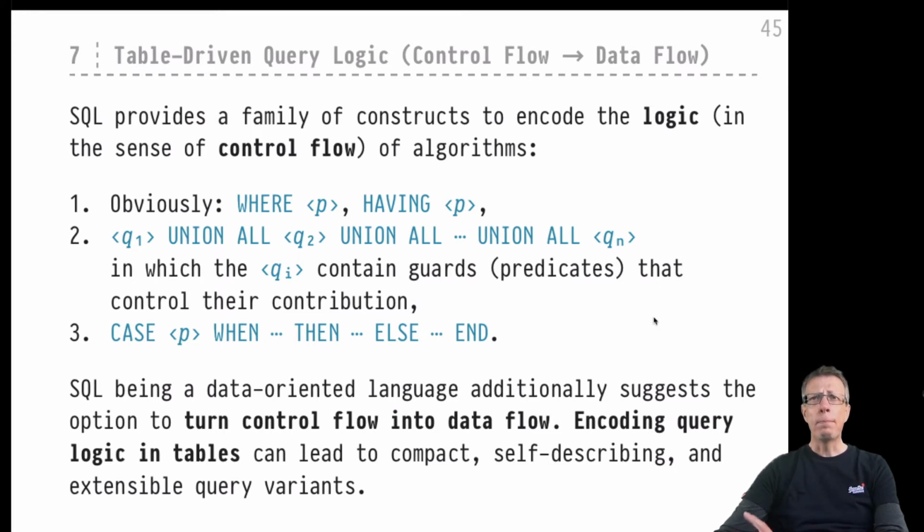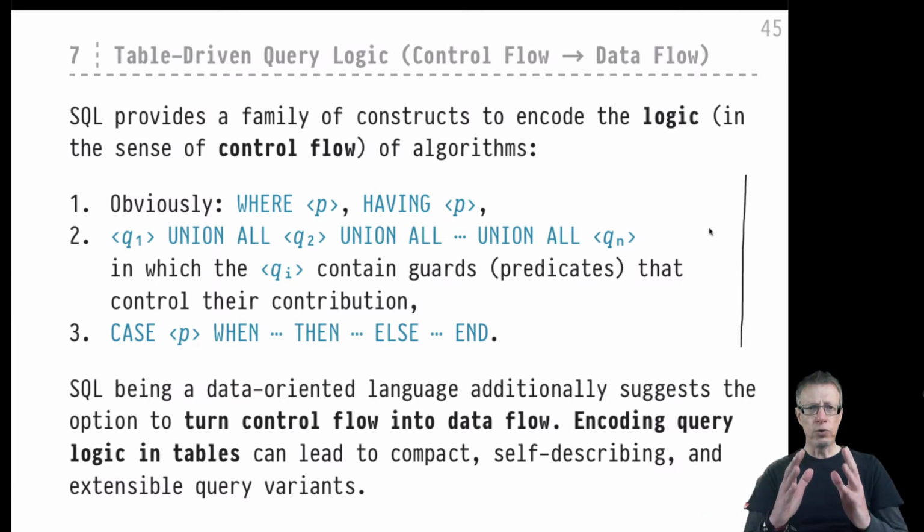Why I bring up this particular example in the course is also for a different reason. It's an example of a technique that I find quite efficient and quite interesting in the context of a database system. And it's about the encoding of logic or of control flow. So what will an algorithm do next given the current state? What's the next step to take?